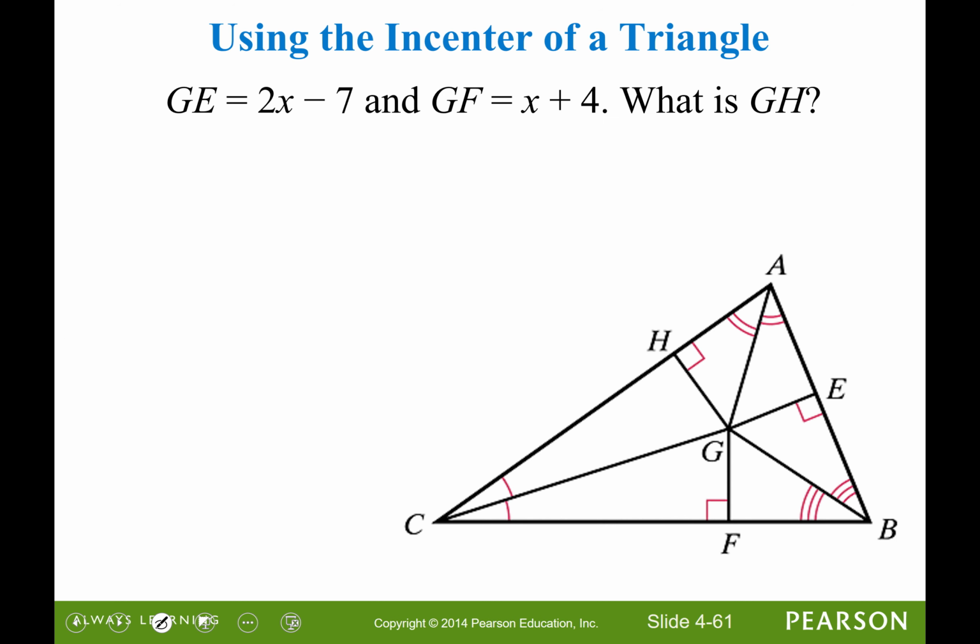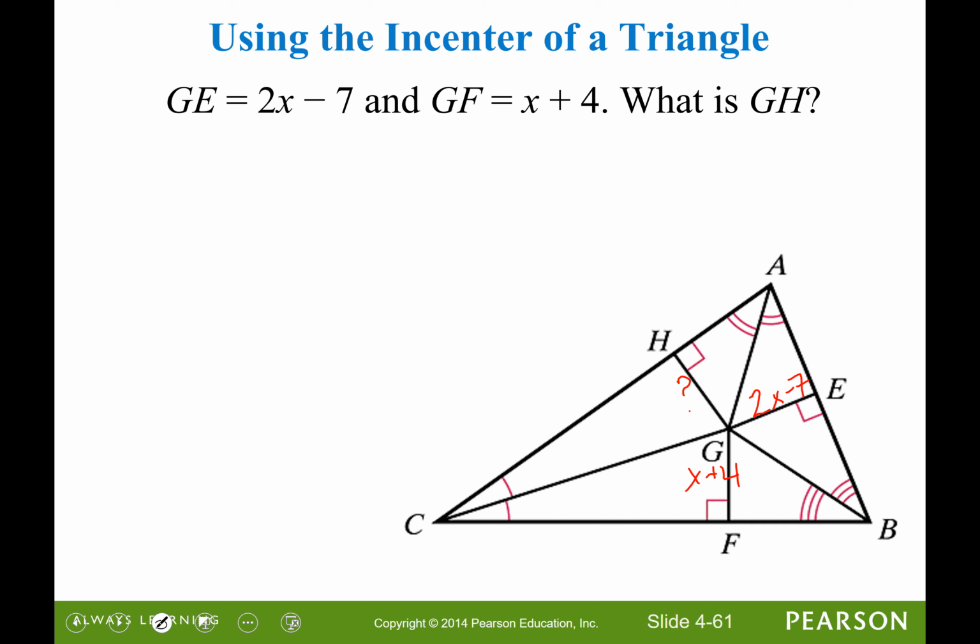All right, so let's use that theorem, the knowledge of the incenter being equidistant from all three sides, to find some missing parts of this triangle. We are told that GE can be expressed by the algebraic expression twice whatever x is, less 7. GF can be expressed as whatever x is plus 4. And they're asking us to find GH, so this distance here.